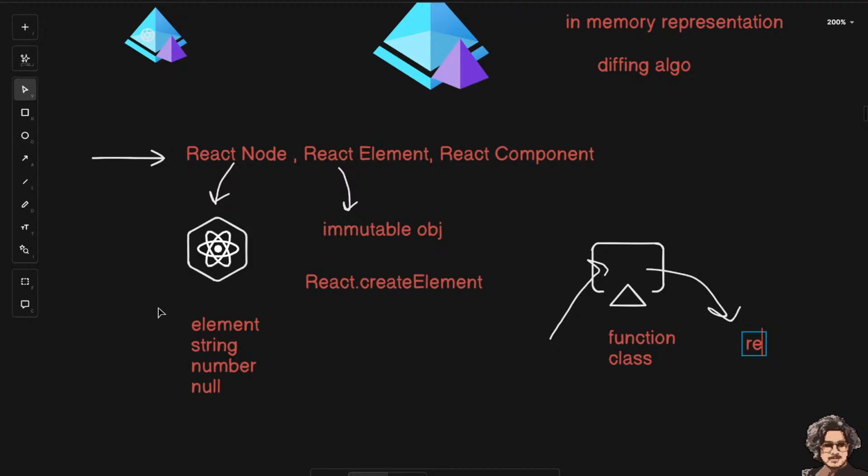So we understand what a React node is. A React node refers to a single unit that can be rendered, such as a React element, string, number, and so on. A React element is an immutable object that defines what should be rendered in React. Typically, what we write with React.createElement are React elements. And a React component is either a function or a class, which enables reusable UI components, and it returns a React element.